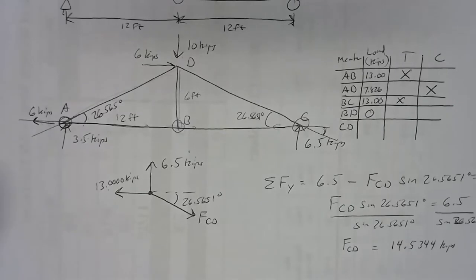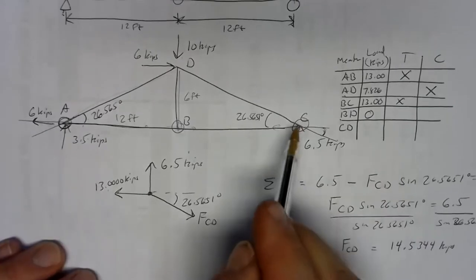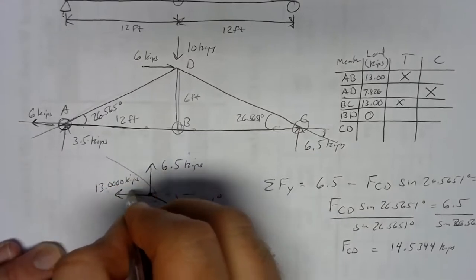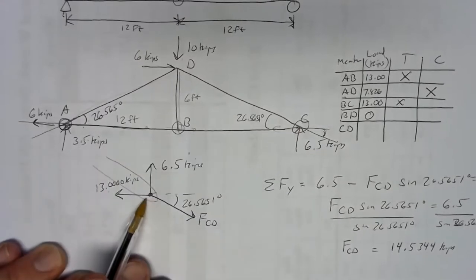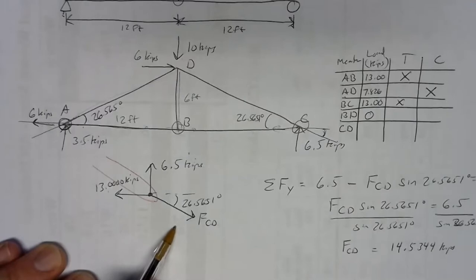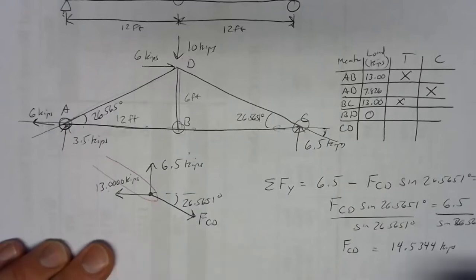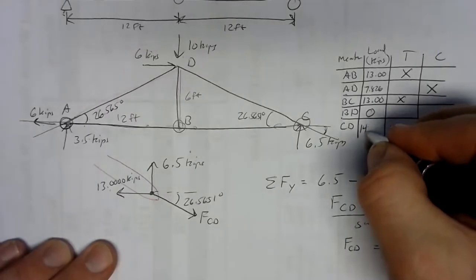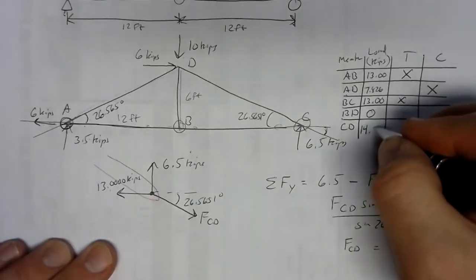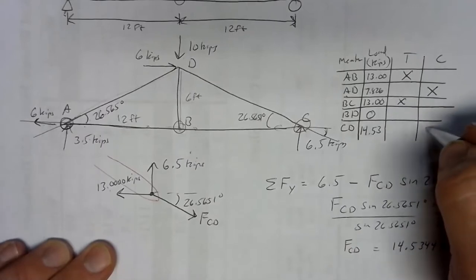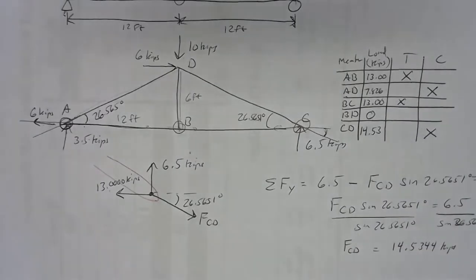And according to our drawing, joint C is there, member CD is up and to the left. So member CD is pushing joint D away. Only things in compression can push things away. So member CD, to fill in the last line in our table, 14.53 kips in compression.